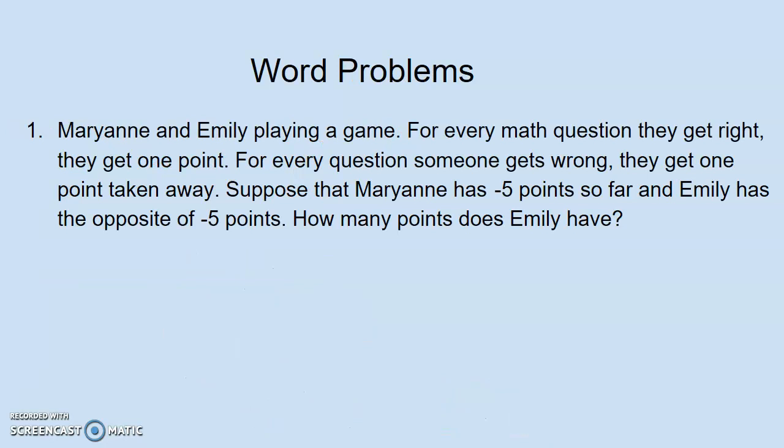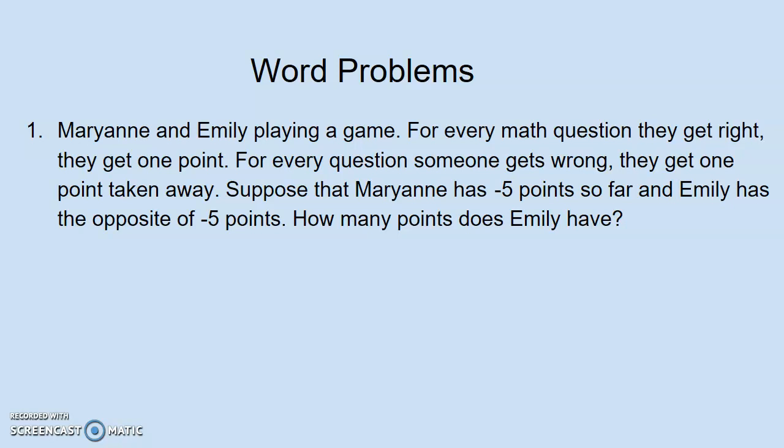Now let's work on some word problems. So Marianne and Emily are playing a game. For every math question they get right, they get 1 point. For every question someone gets wrong, they get 1 point taken away. So suppose that Marianne has negative 5 points so far, and Emily has the opposite of negative 5 points. So how many points does Emily have?